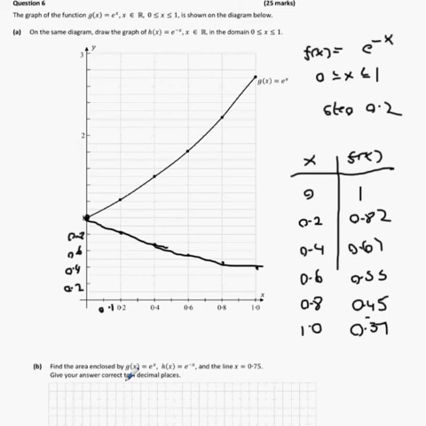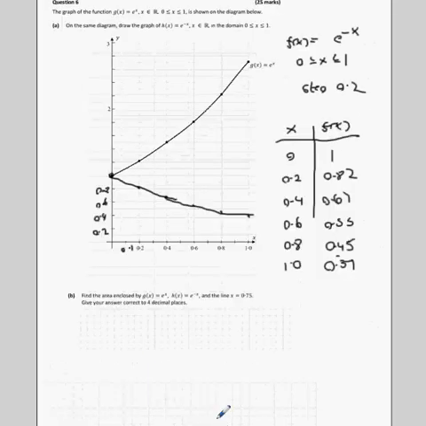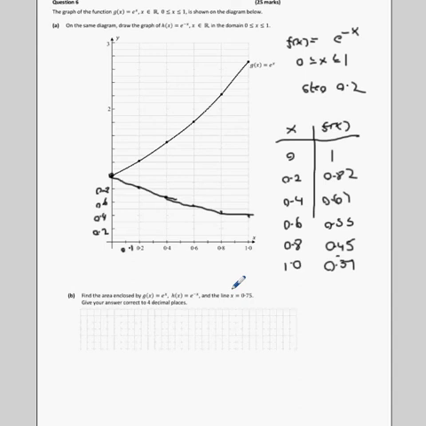Now, find the area enclosed by g of x equals e to the x and the line x equals 0.75. Give your answer correct to 4 decimal places, okay? What you're going to have to do is draw a line at x equals 0.75. Okay? So x equals 0.75 is halfway between 0.7 and 0.8. So you're going to do 0.75 up here.